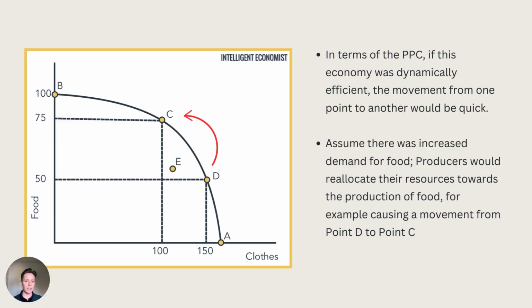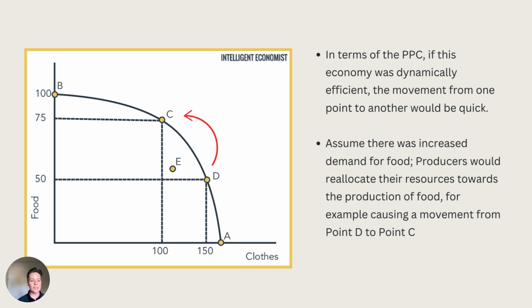So how does that translate on our production possibility frontier? Again, this is the same graph we've been looking at the whole time, except I've just included an arrow from point D to point C. So in terms of the PPC, if this economy, being this PPF with food and clothes, was dynamically efficient, the movement from one point to another would be really quick.